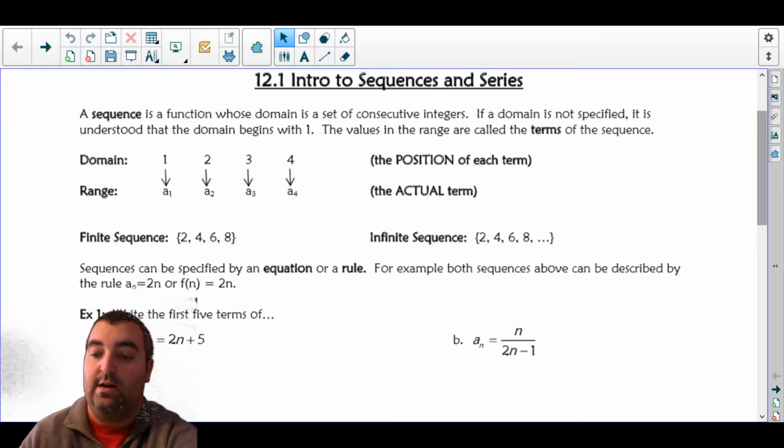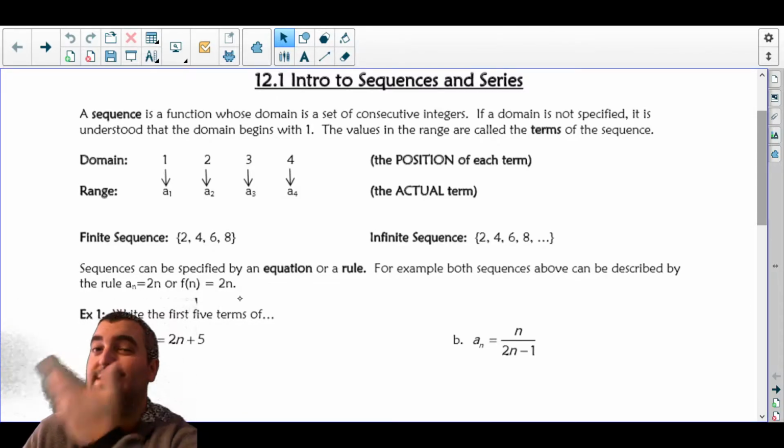Okay, so that was finite. Infinite, on the other hand, is what it sounds like: 2, 4, 6, 8, dot, dot, dot, meaning it goes on forever. So this would be the positive even integers, is what we would call this sequence. But once again, the 2 would be the first term, 4 second term, and so on and so forth.